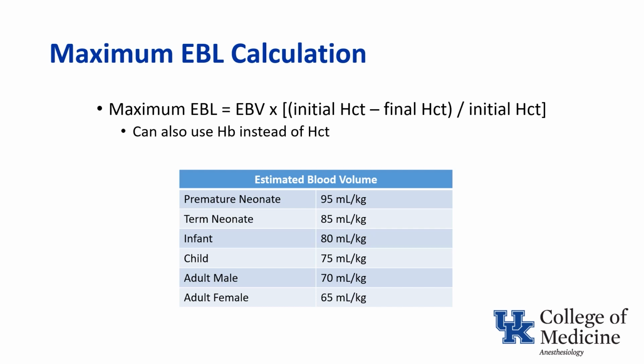Keep in mind that these are averages. Depending on what source you utilize, you may get some different values or ranges, but this is typically what I use. A premature neonate has an estimated blood volume of around 95 milliliters per kilogram. A term neonate has 85 milliliters per kilogram. An infant would have 80 mL/kg, a child has 75 mL/kg, an adult male has 70 mL/kg, and an adult female has 65 mL/kg.